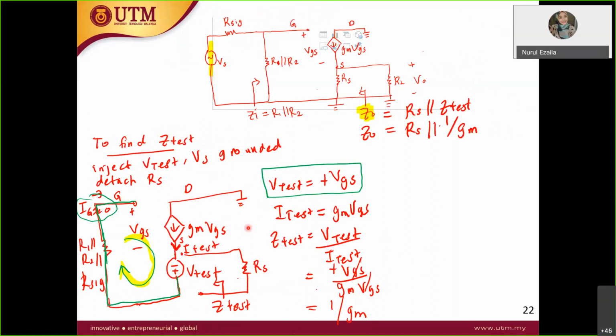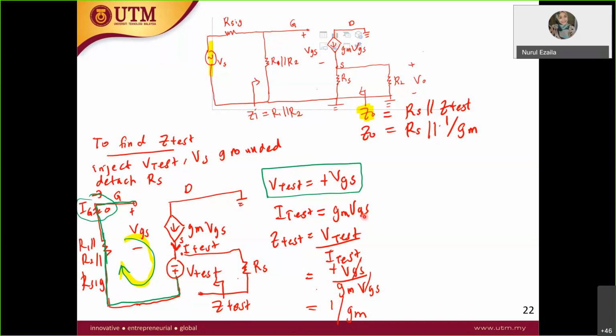Okay, I don't want my student to just memorize. Z test is 1 over GM out of nowhere, you don't know why 1 over GM. That's why I show you here why we get 1 over GM. How we get 1 over GM is by injecting the V test.